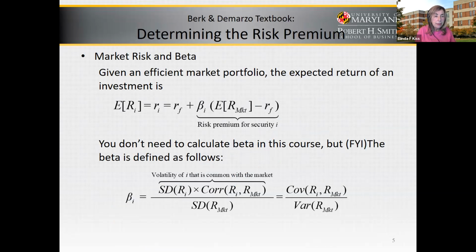How do we relate market return to risk? Market risk to return? Beta is going to be our measure of the market risk or systematic risk, and we are going to use this equation on slide 5.